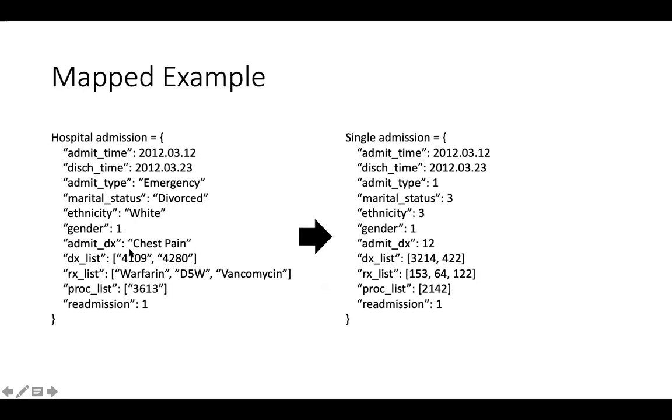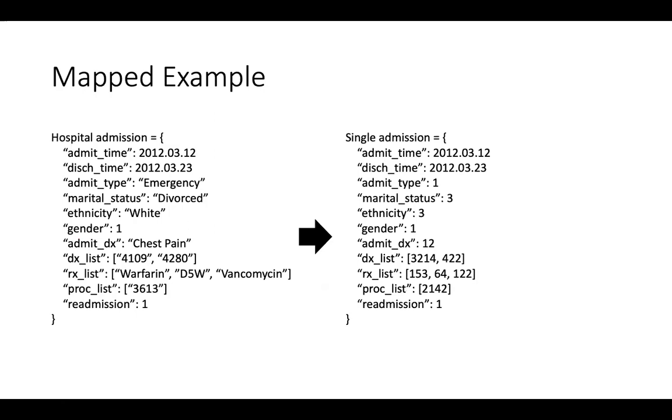Then the diagnosis code list, like 4109, 4280. They are actually strings, because if you are familiar with ICD-9 codes, there should be a decimal point, 410.9, 428.0. So that's the actual diagnosis code. They're strings, and you need to convert them into integers again. And then warfarin, D5W, vancomycin, they are all integers. Procedure codes are also strings, so you need to convert them into integers. And the readmission one stays intact. So this is what you would have after you convert all your strings into integer information.